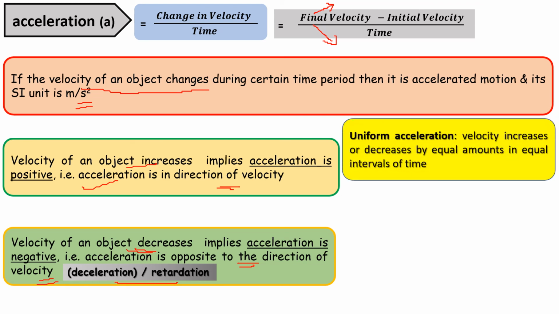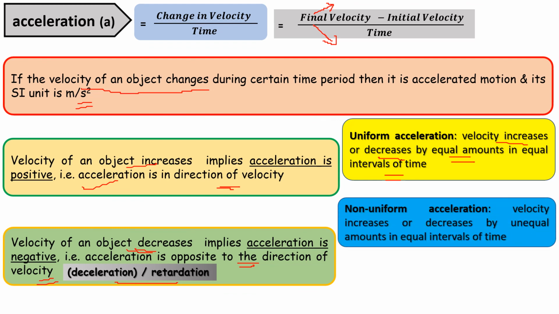Now next is uniform acceleration. Uniform acceleration means velocity either increases or decreases, but that increase or decrease is by equal amounts in equal intervals of time. And non-uniform acceleration means velocity increases or decreases, but by unequal amounts in equal intervals of time. So these are all the terms that are very useful for equations of motion.